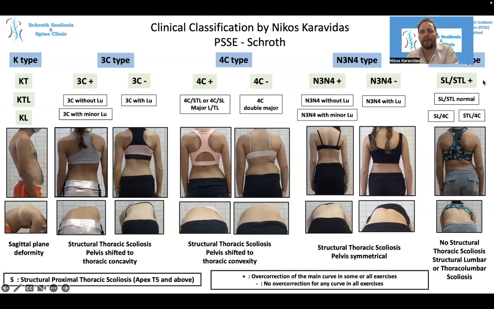I will need to explain something for the single lumbar and single thoracolumbar curves. We usually say that this is most typically plus, but I think that for this classification to be more complete, we also need the SL or STL minus. And I will give you an explanation later on about this situation. So how can you decide to classify SL or STL minus?